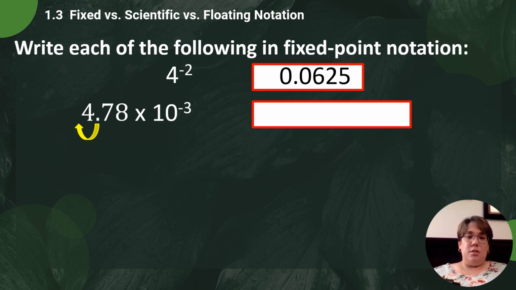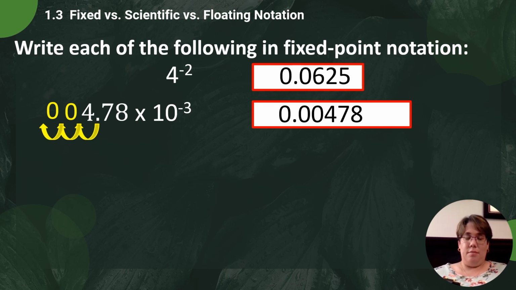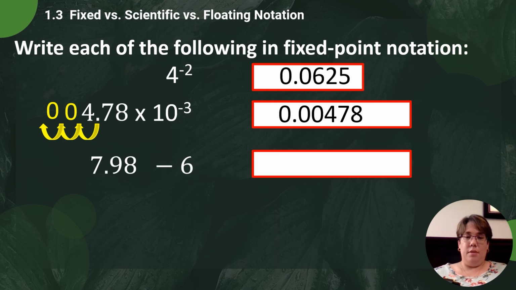And so you would move this 1, 2, 3 times to the left. You would add in zeros anywhere that you need to fill in those holes. Okay, and then that becomes your new number. All right, so it's 0.00478.